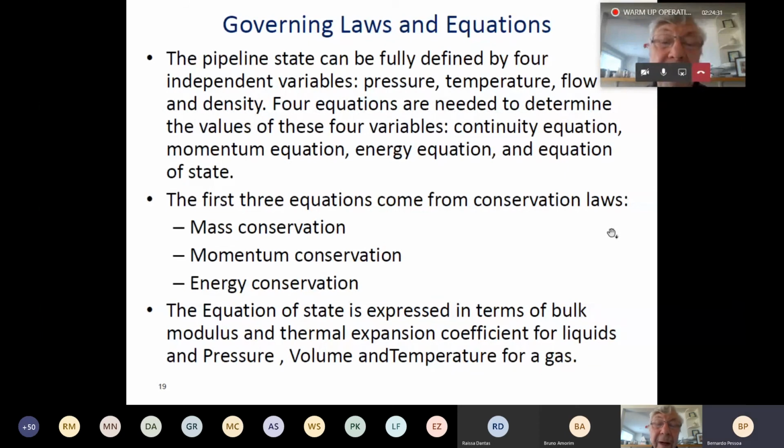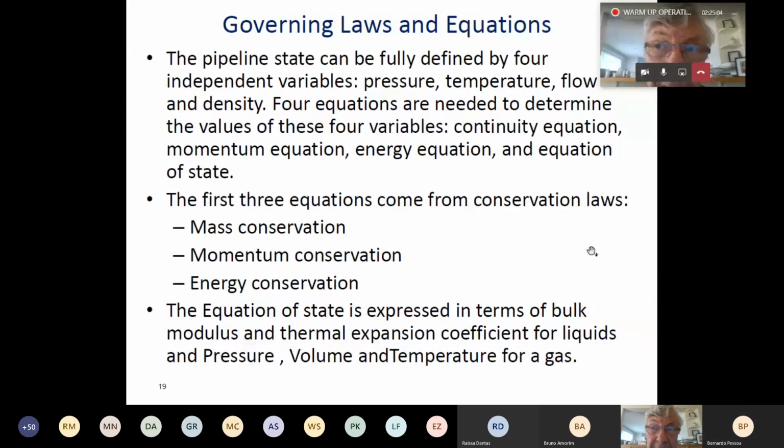So there are four independent variables that we use for defining the state of the fluid, whether it's a gas or a liquid: the pressure, temperature, the flow rate, and the density. And so you need four equations to be able to deal with four variables: the continuity equation, the momentum equation, the energy equation, and the fourth one would be the equation of state. And the first three are all conservation laws. The first one, conservation of mass.